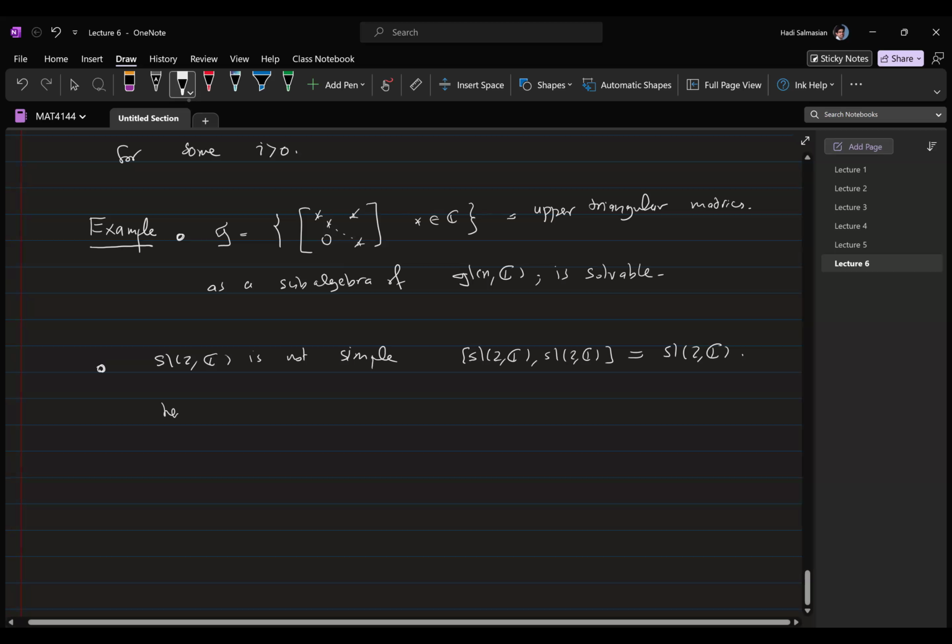So hence the derived series is a non-zero constant. I mean, my constant is just this sl2(C), it just keeps being sl2(C) all the time.